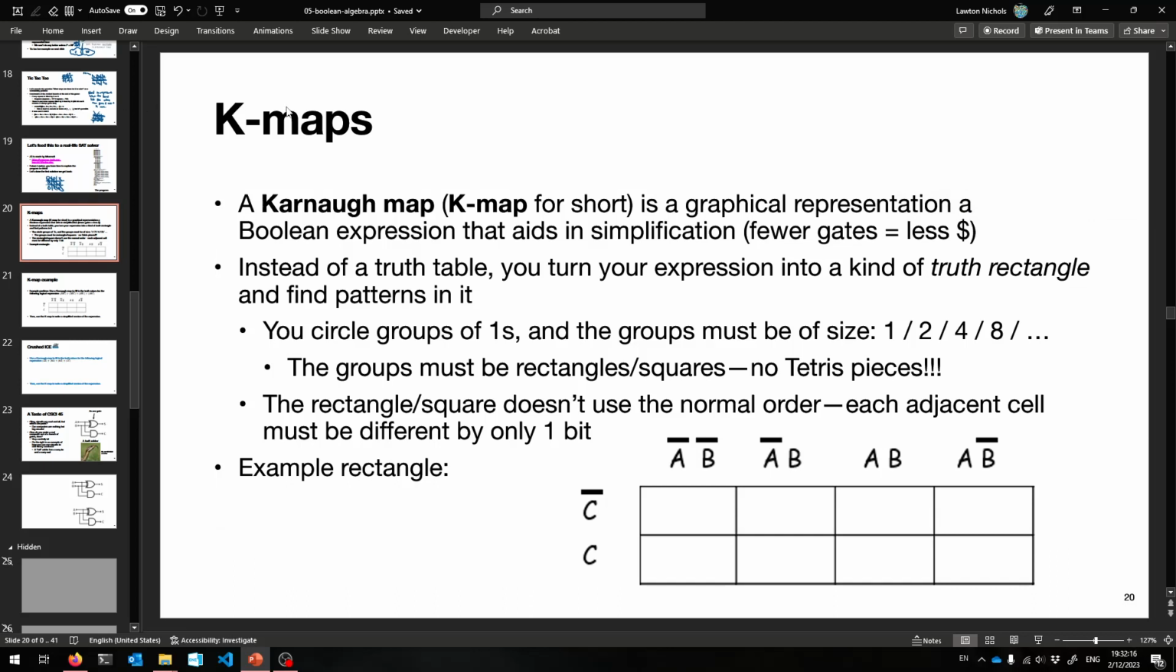Okay? So the idea is, instead of taking your formula, like you have a truth table, you read it off, and you turn your expression, whatever it is, not into a truth table but into this kind of truth rectangle. And it looks different depending on how many variables you have. Here's one for 3 variables. And you try to find patterns in this rectangle, and I'll show you what that means.